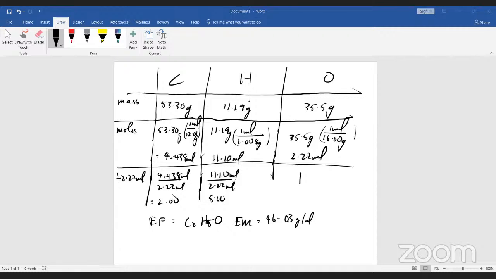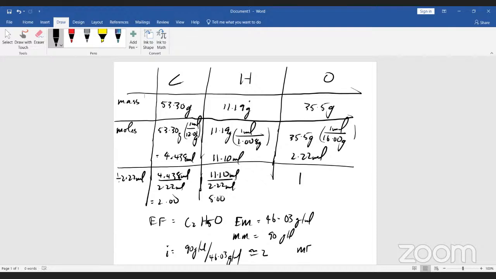Now, according to the question, the molecular mass is 90 AMU. So basically, that means that the molar mass is equal to 90 grams per mole. Therefore, the integral factor would be 90 grams per mole divided by 46.03 grams per mole. So 90 divided by 46.03, and this is equal to approximately 2.